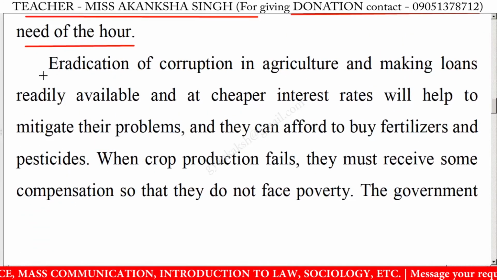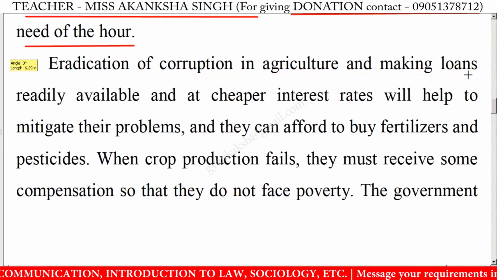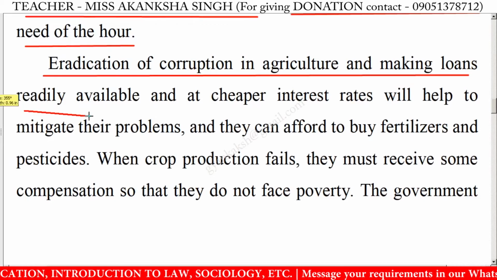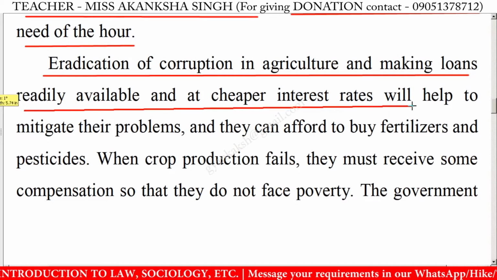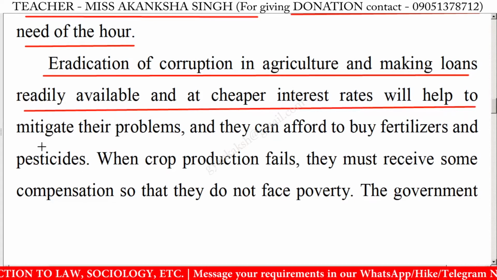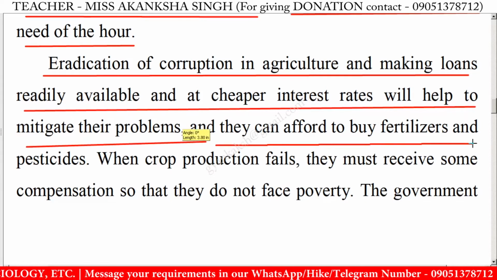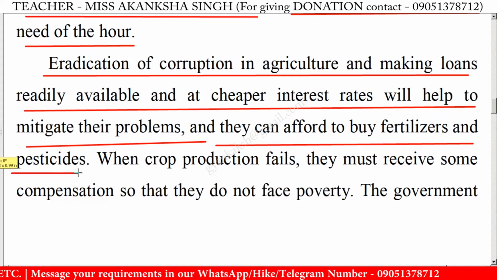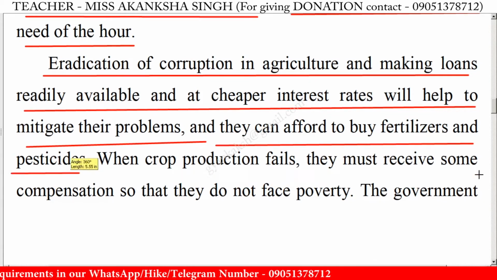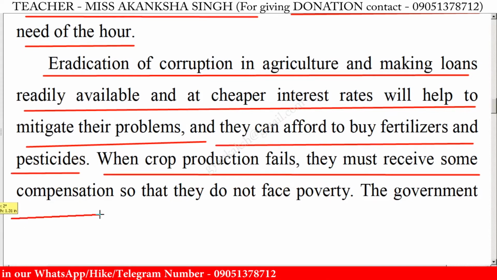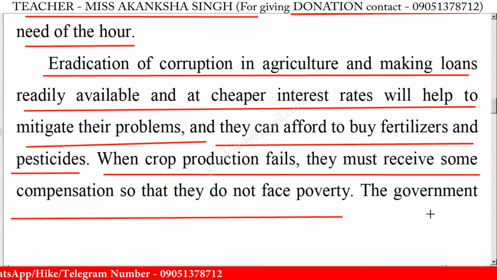Eradication of corruption in agriculture and making loans readily available at cheaper interest rates will help to mitigate their problems, as otherwise they cannot afford to buy fertilizers and pesticides. When crop production fails, they must receive some compensation so that they do not face poverty.